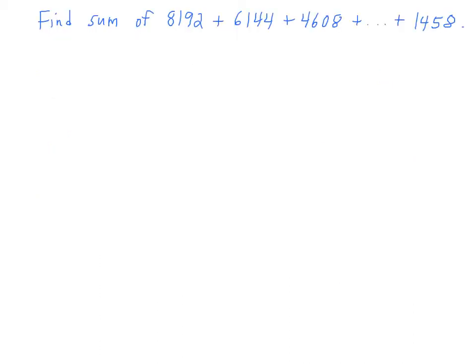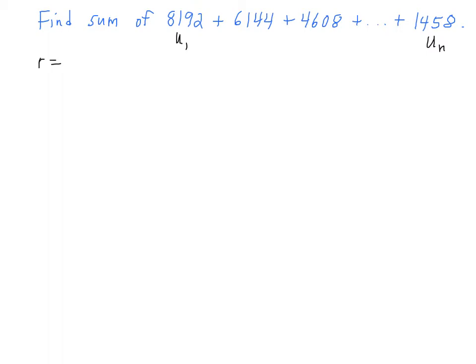Our next example involves some big numbers for our terms. So we're looking to find the sum of that series. We can see that this is our first term, and our last term is 1458. What's not immediately obvious is what the common ratio is, nor do we know what n is. We don't know exactly how many terms we're adding up. So let's start by finding our common ratio. Now, most of the time it's obvious.